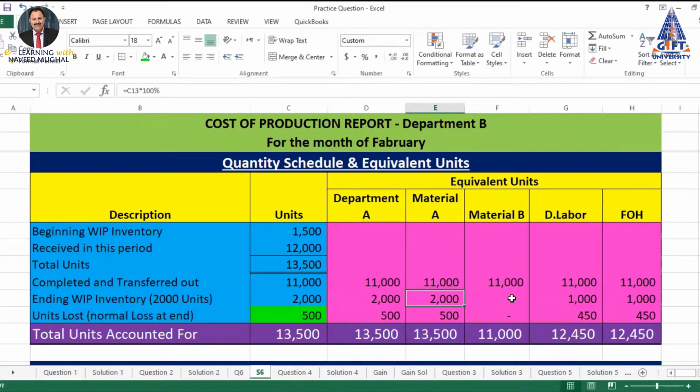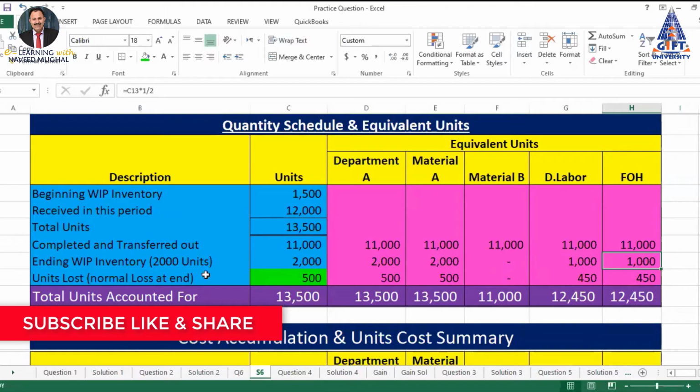For material B, that is basically added when the units are completed and to the good units. Because these 2000 units are half completed, they have not reached the stage of addition of material B. That's why no material B has been added to these units. That's why they are 0% complete with respect to material B. So 2000 multiplied by 0% is 0. And with respect to labor, they are 50% complete. So 2000 times 50%, that is 1000. And with respect to factory overhead, they are also 50% complete. So they are also 1000.